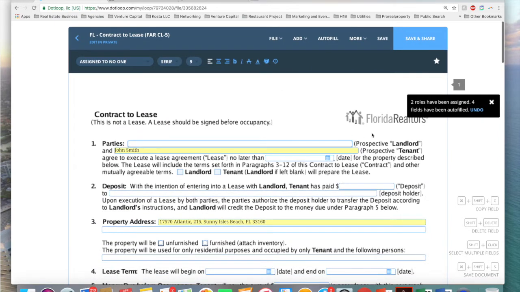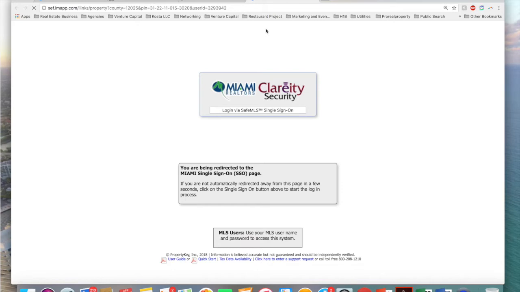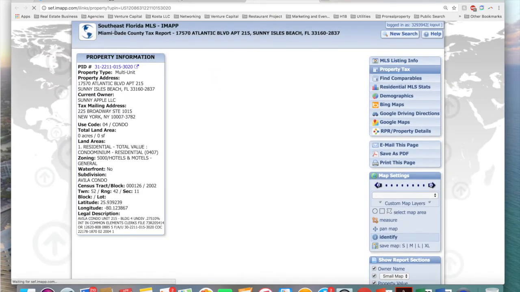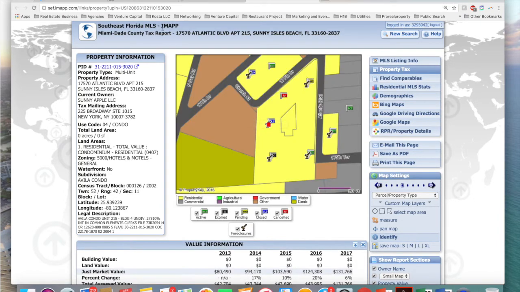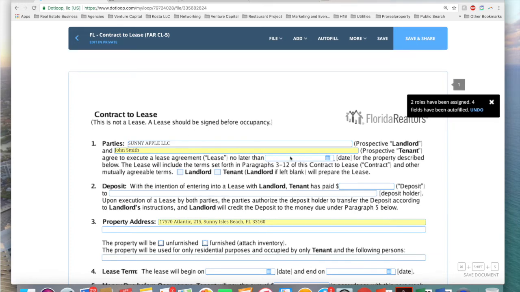So first, prospective landlord, how we can find who is the landlord. We go back to MLS, click on folio number, and it will open up for us the South Florida MLS IMAP, and here we can see who is the owner. The owner is Sunny Apple LLC Corporation, so we take that, copy and paste. So this is a landlord.